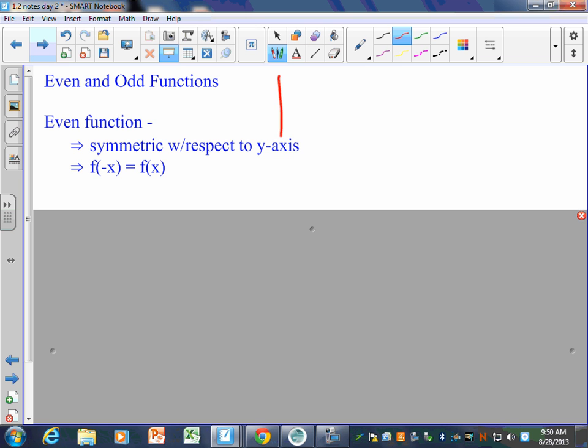So I can draw my little picture again if you want. Here's my lovely little parabola, symmetric with the y-axis. A good example of an even function is the equation y equals x squared. Notice that the exponent is even. It does have something to do with it. Because if the x is squared, then when you plug in a negative x, it's going to work out the same way.